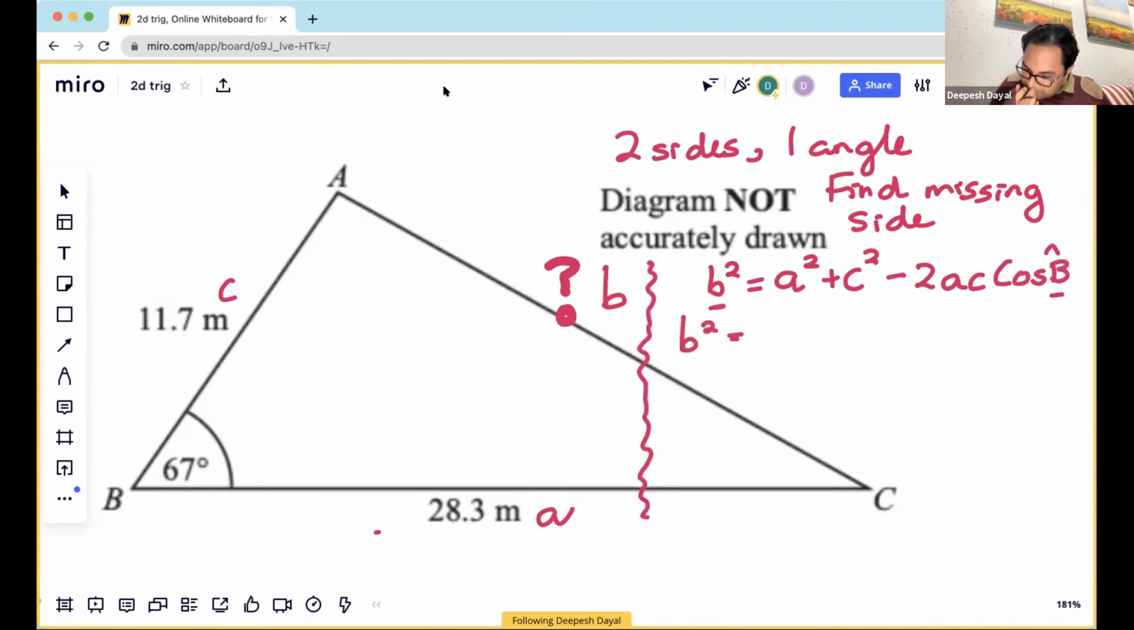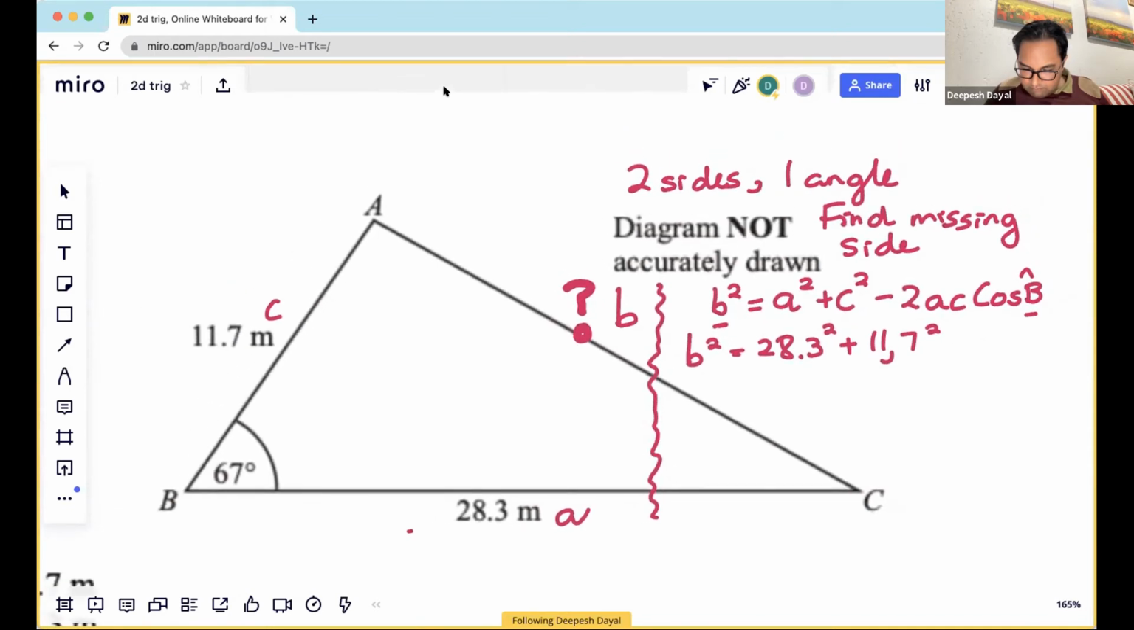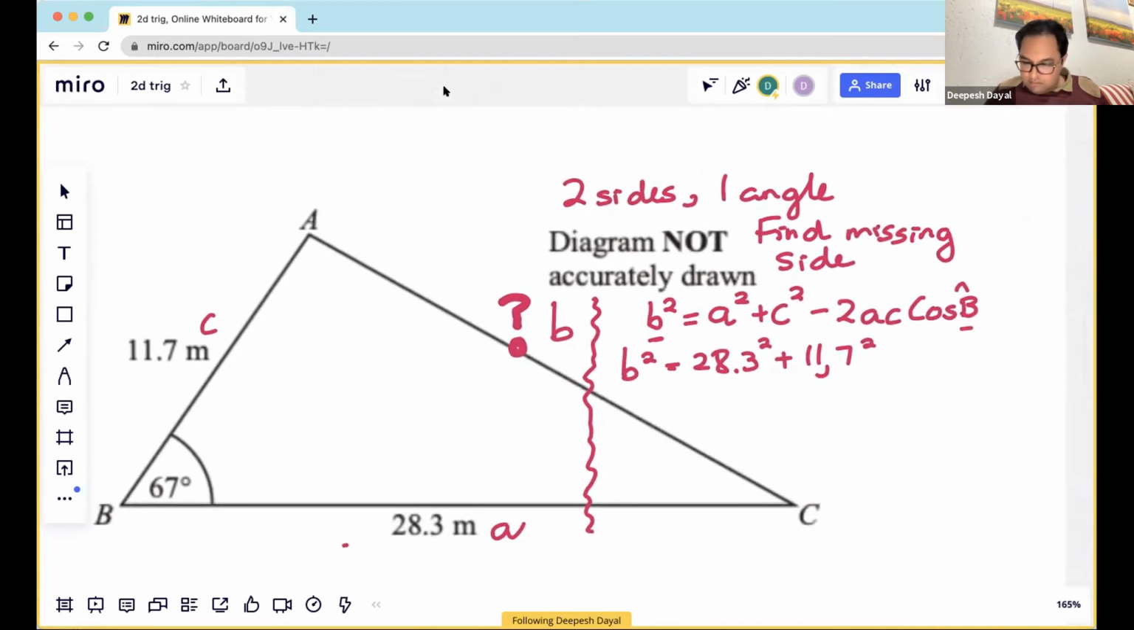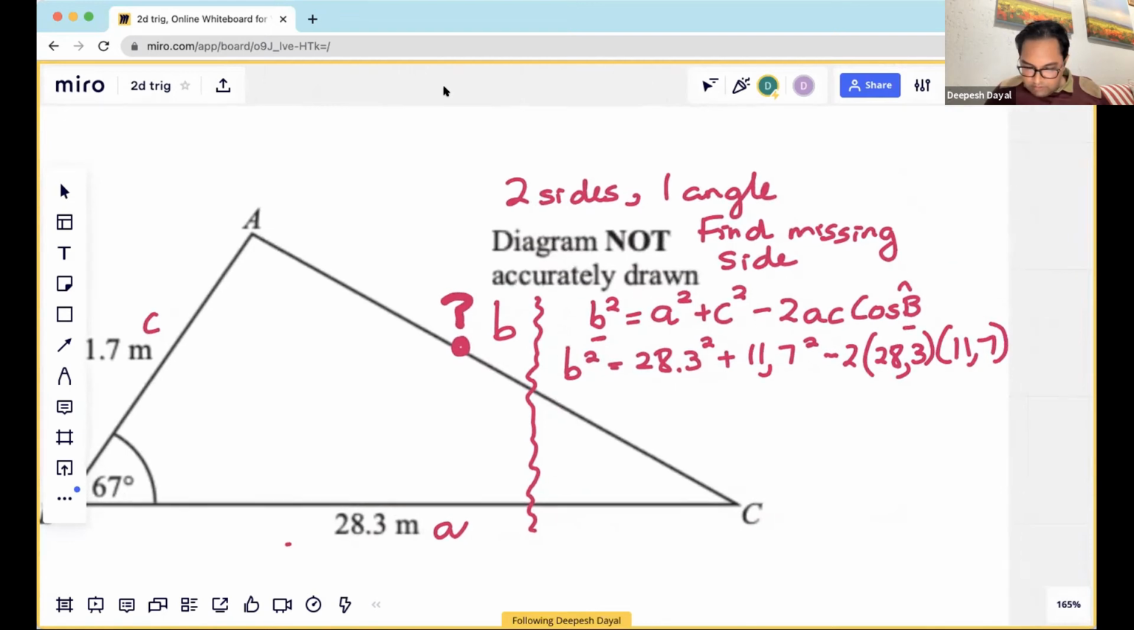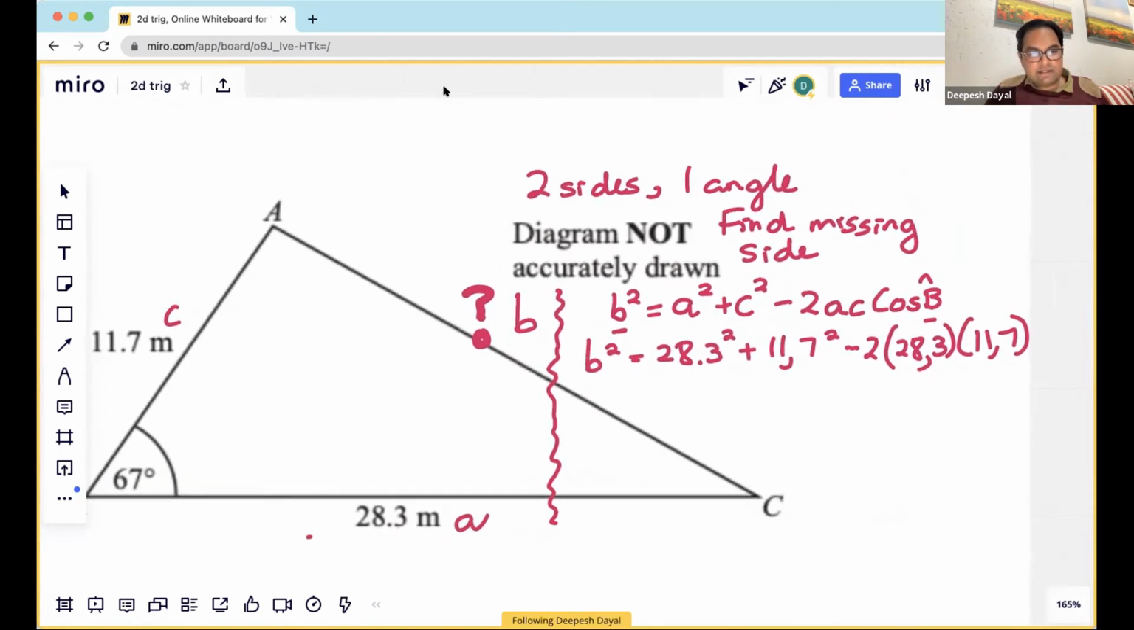So B squared equals A squared, which is 28.3 squared, plus C squared, which is 11.7 squared, minus 2 times 28.3 times 11.7, and cos of, what angle is that? 67.